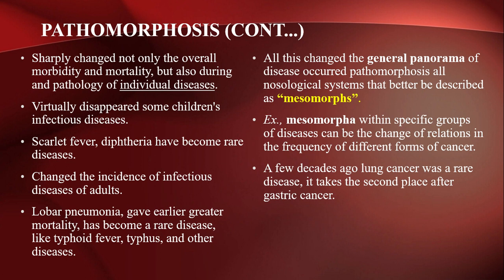All this changes the general panorama of diseases, called pathomorphosis, in all nosological systems, which is better described as mesomorph. For example, the mesomorph within specific groups of diseases can be a change of relations in the frequency of different forms of cancer. A few decades ago, lung cancer was a rare disease. It now takes the second place after gastric cancer.